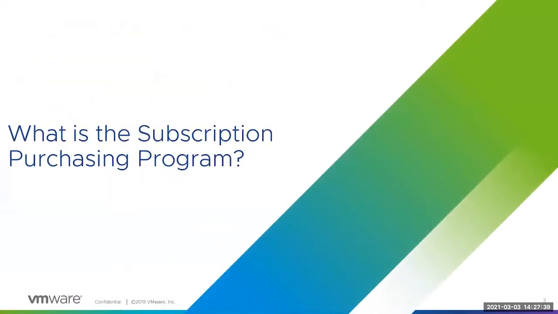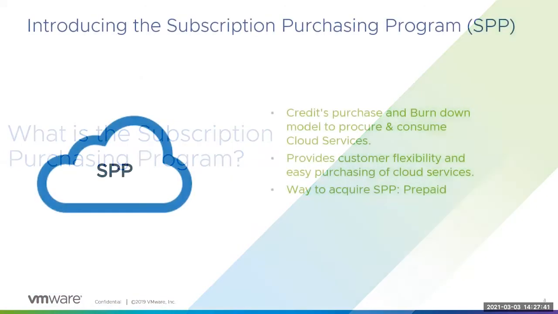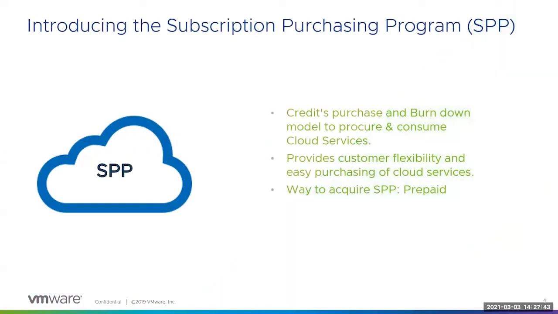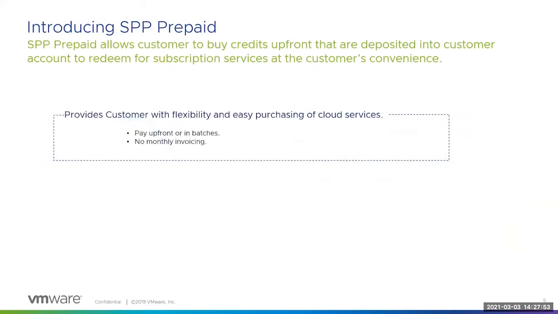Let's begin with the Subscription Purchasing Program basics. SPP offers a credit purchase and burn down model to procure and consume cloud services from VMware. You can acquire SPP by prepaying. The SPP prepaid model allows customers to buy credits up front. The credits are deposited into a customer's account from which they can be redeemed for subscription services at the customer's convenience. This model provides customers with flexibility and an easy way to purchase cloud services. Customers can pay upfront or in batches.